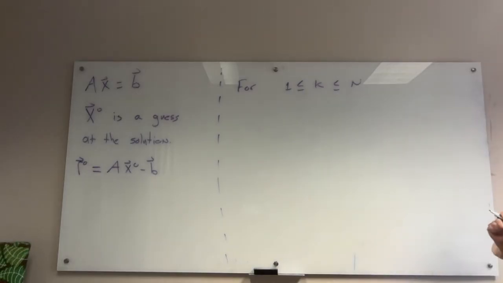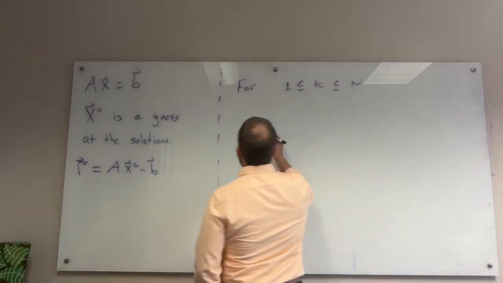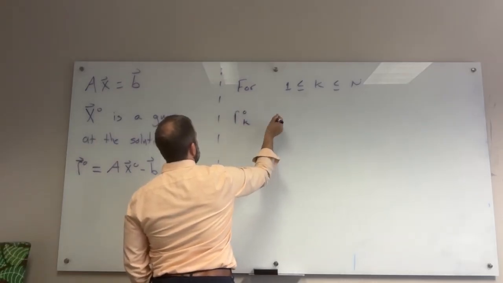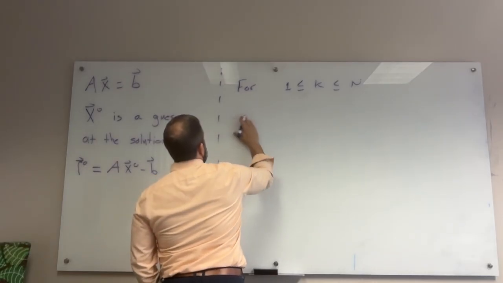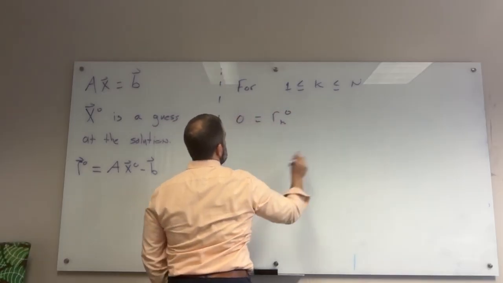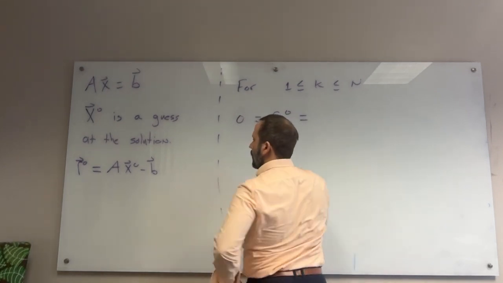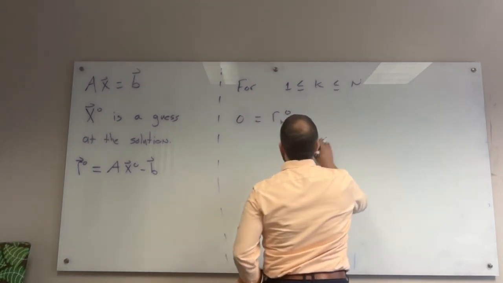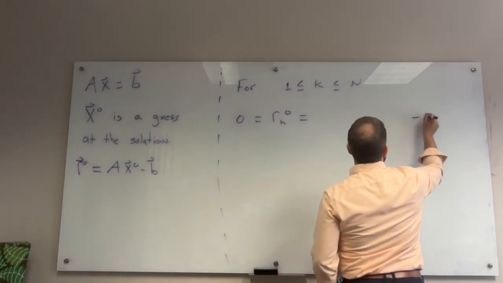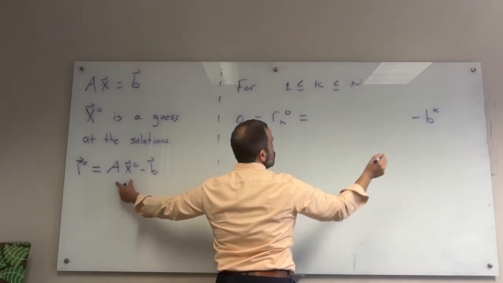So for k from 1 to n, I want the kth entry of my residual vector to be 0. So I want 0 equals r_k of x0. And what does this mean? It means this is equal to 0. So what is this going to be? Well, I'm going to have minus the kth entry of b. So I just need to compute the kth entry of this vector here.